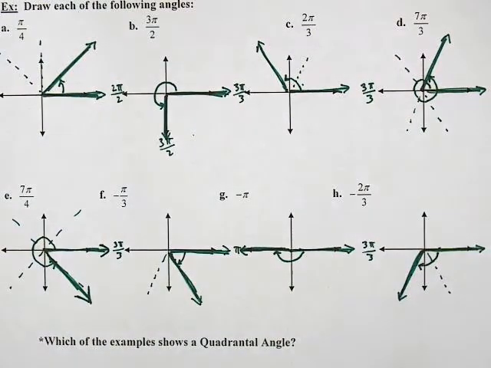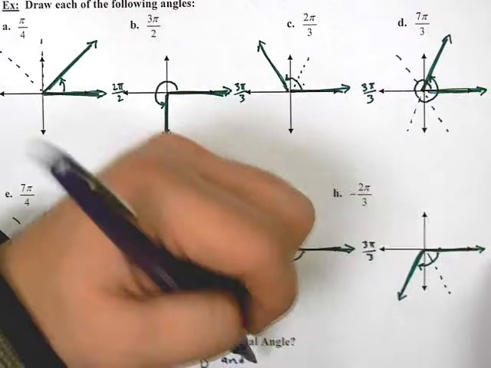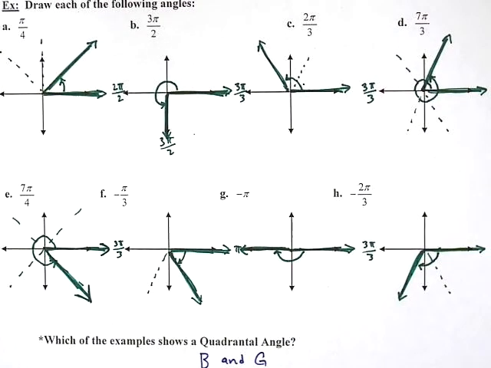Now, just as a quick reminder, quadrantal, we remember our terminal needs to be where? Our terminal must be on an axis. So we're looking at B and G. And there you have it. All right, one more page, almost done. Not too bad, hopefully.